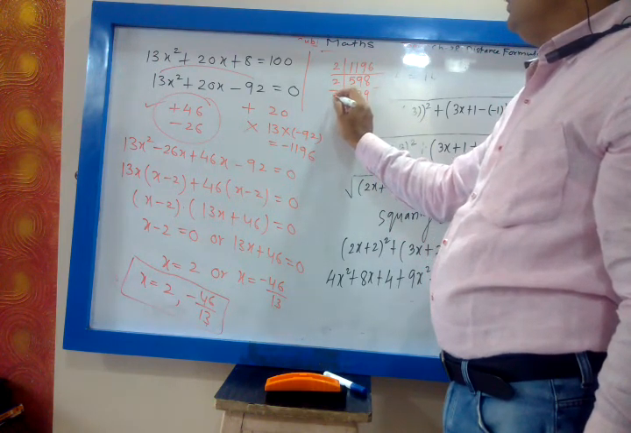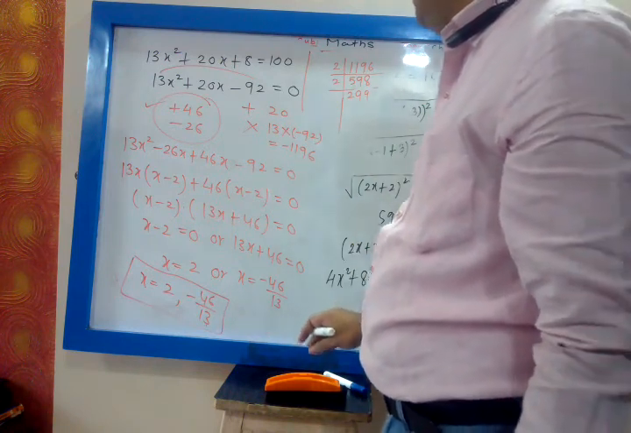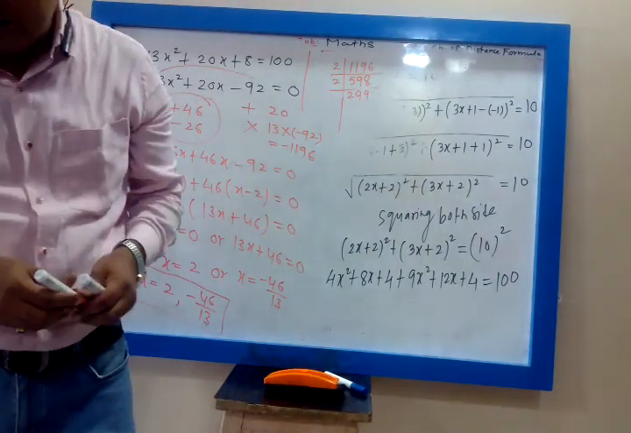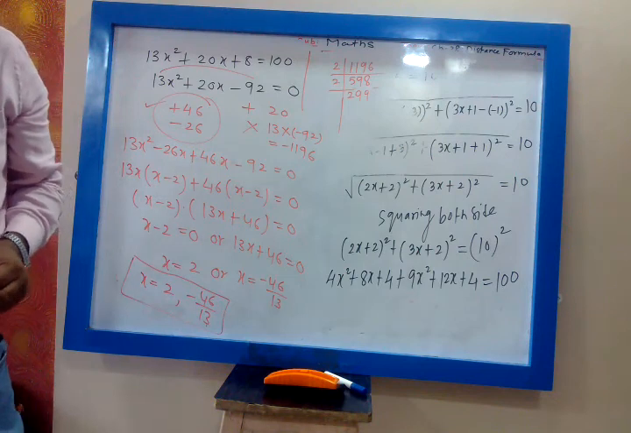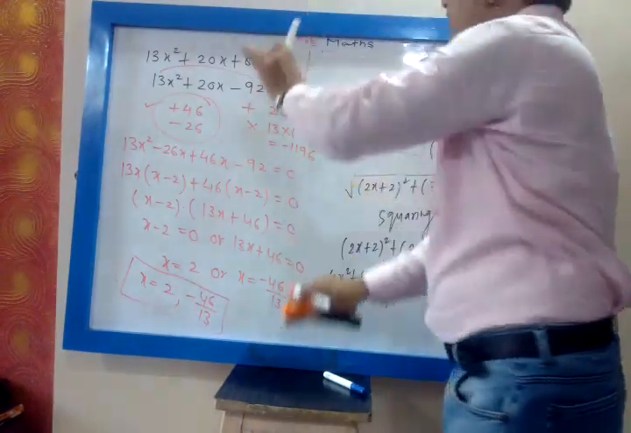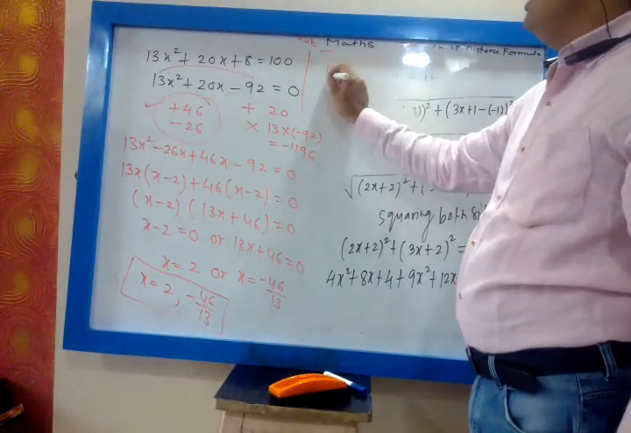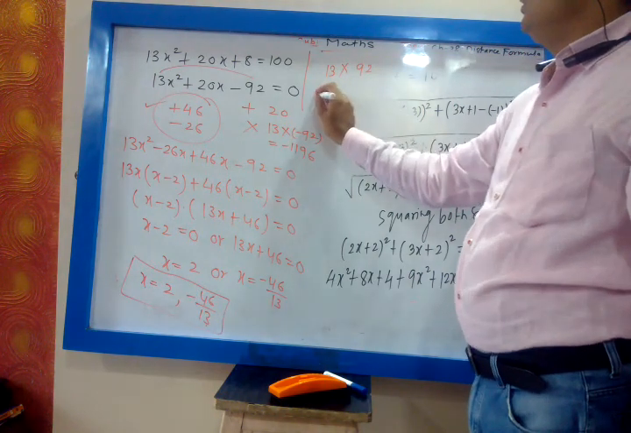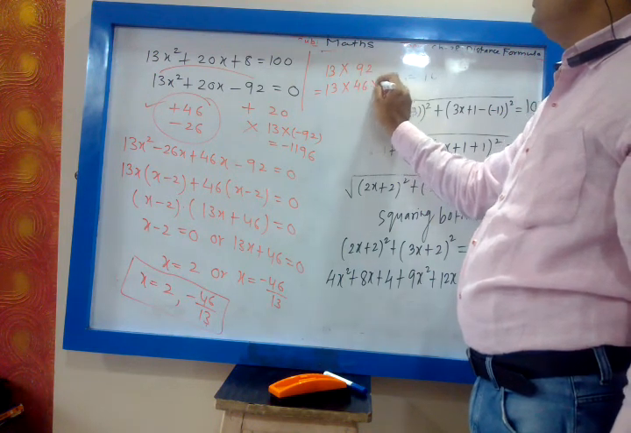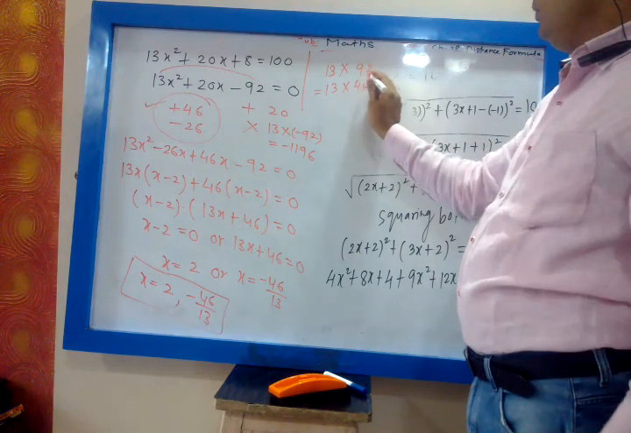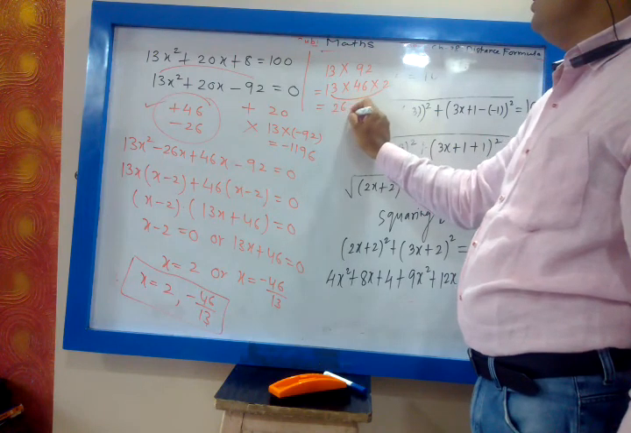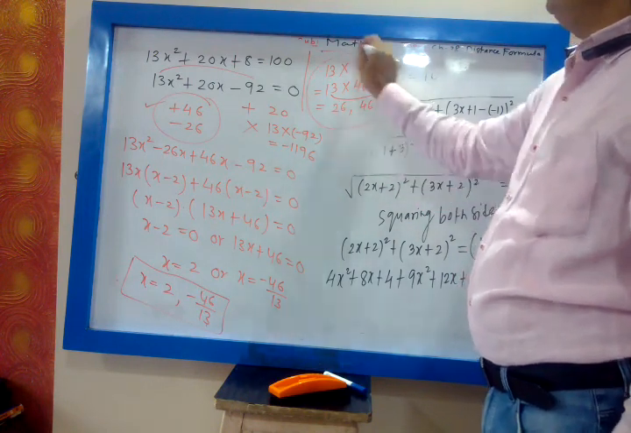46, this is clear. 1196 you factorize in the same way. See here, see how you will come to know. This is 13 into minus 92, 13 into 92. 92 I can write as 46 into 2. Now you can see this 13 and 2 together, 26 and 46 together. Is it clear now?